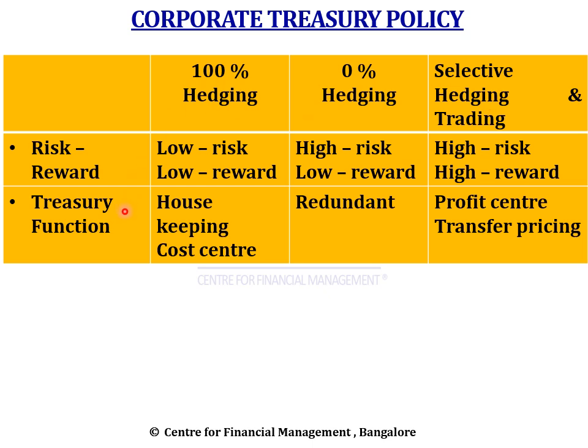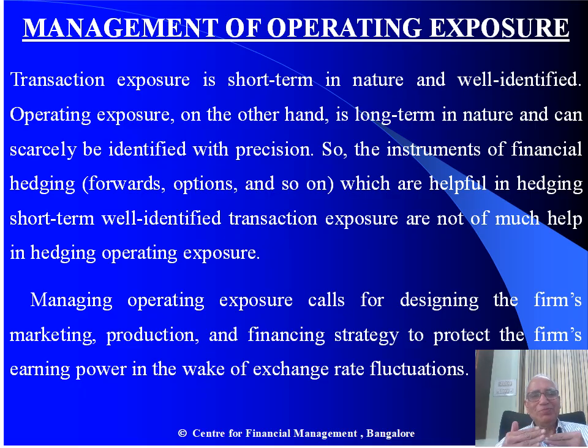What is the role of the treasury function? Under 100% hedging, the treasury function is a pure housekeeping function. It is a cost center. Under 0% hedging, the treasury function is redundant. Under selective hedging and trading, the treasury function is treated as a profit center, and transfer pricing becomes very important because operating divisions are given a price which reflects the forward price, and the treasury department is treated as an operating profit center.